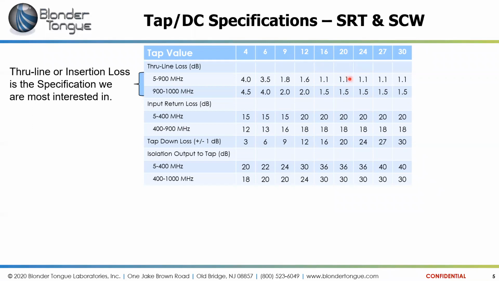So these other values, these other specifications on the chart, do tell us stuff, but for the purposes of design work and troubleshooting, the primary specs that we want to look at are the tap values and the through line losses. Sometimes on the charts they're called insertion losses. But those are the specs we want to look at, and again, based on the frequency range that we're running.